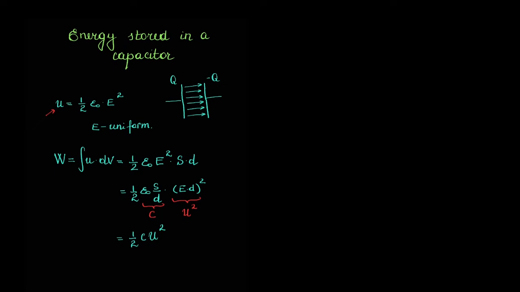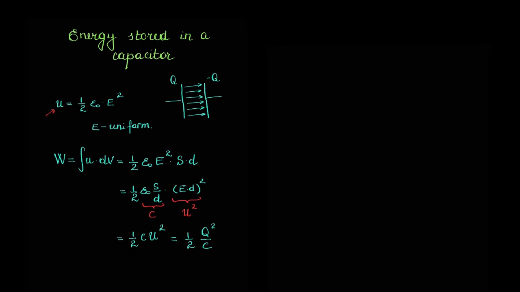We can also write it in a bit different form if you use Q over C instead of voltage. We can find that it is also 1 over 2 Q squared divided by C. In this derivation, we used the fact that the electric field strength inside a parallel plate capacitor is uniform, right? It's constant. So the integration was very simple, and we got the electrical potential energy of a parallel plate capacitor.